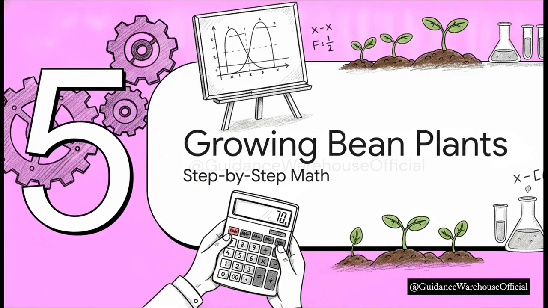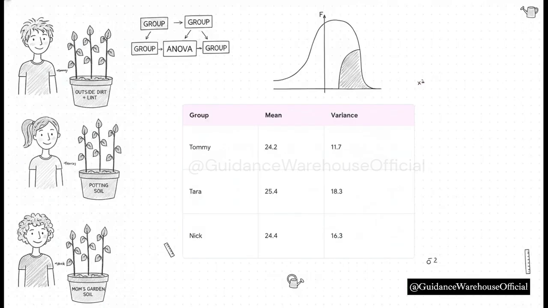So far, we've kind of been relying on calculator outputs to do the heavy lifting. But to truly master this concept, we need to roll up our sleeves and calculate the F statistic completely from scratch. We're going to use a classic classroom experiment for this one. Imagine we have 3 students growing bean plants in completely different types of soil. Tommy used outside dirt mixed with some lint, Tara used standard potting soil, and Nick used soil straight from his mother's garden. Each of them grew exactly 5 plants.